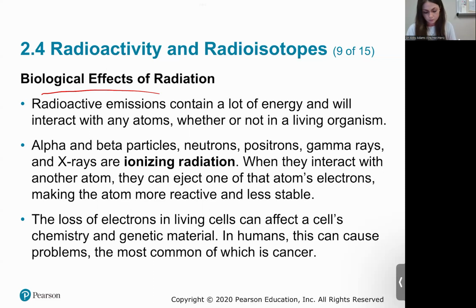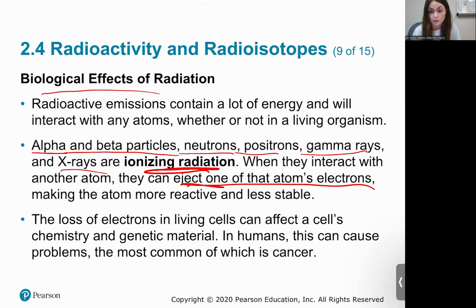So you'll have alpha and beta particles, your neutrons, positrons, gamma rays, and X-rays. They are all ionizing radiation, okay? So that means ejecting an atom's electrons, and that is dangerous. That makes an atom more reactive, very unstable, okay? So the loss of electrons in cells, they affect everything about a cell. The DNA, all right, the genetic material can cause adduct formation, can end up causing cancer, all right, with a certain amount of radiation. So, you know, this is why we have to avoid these types of radiation. This is why we don't keep uranium or radium in our pocket.